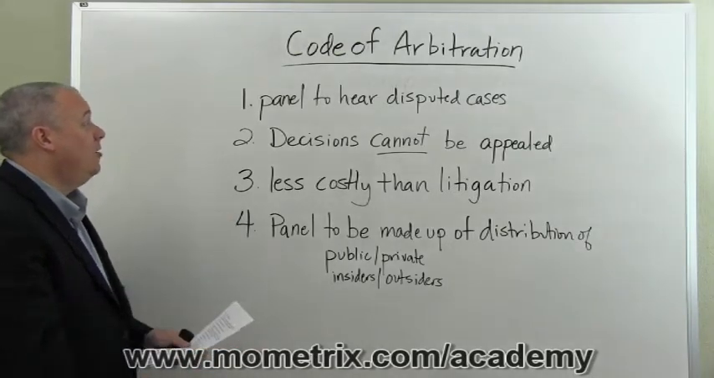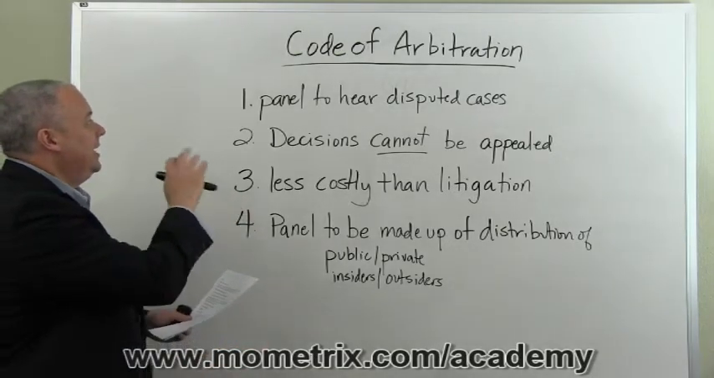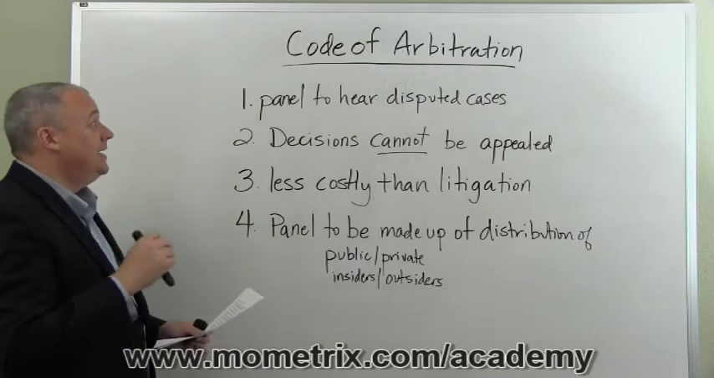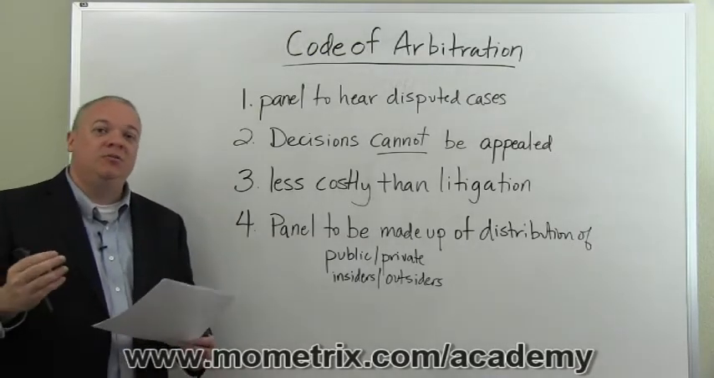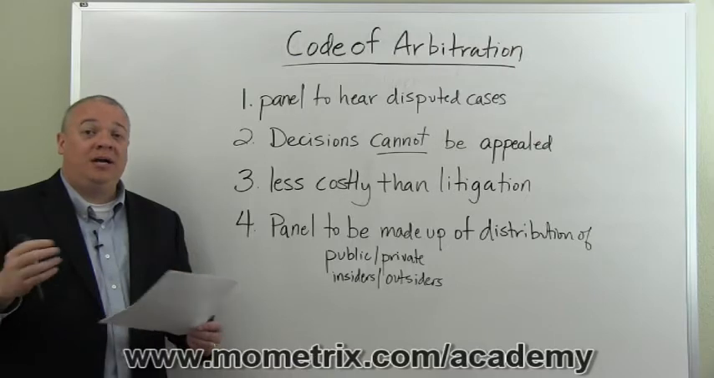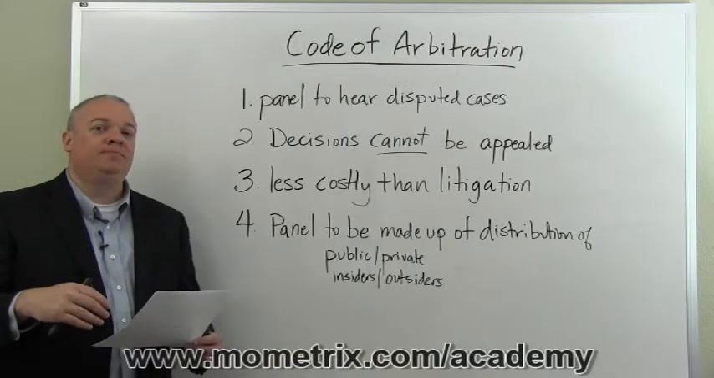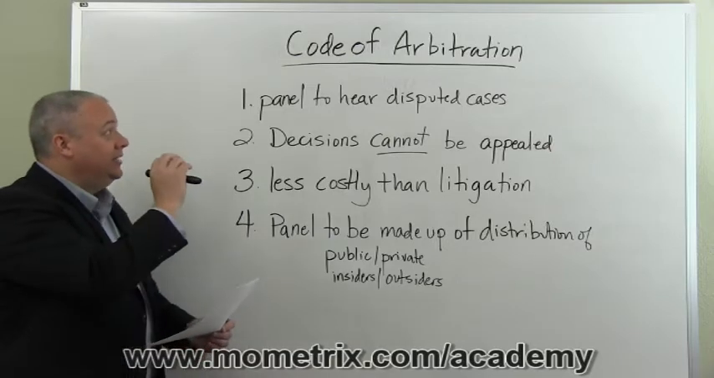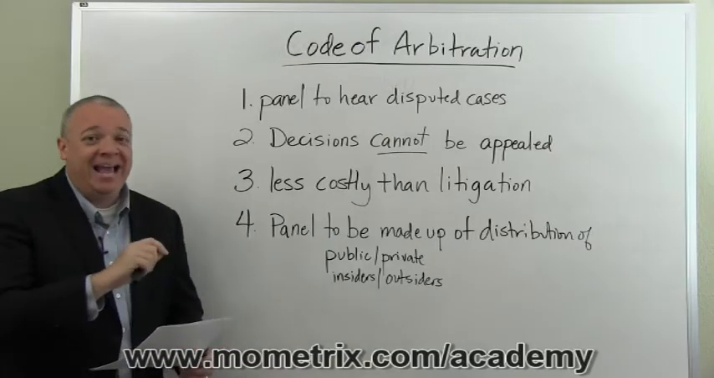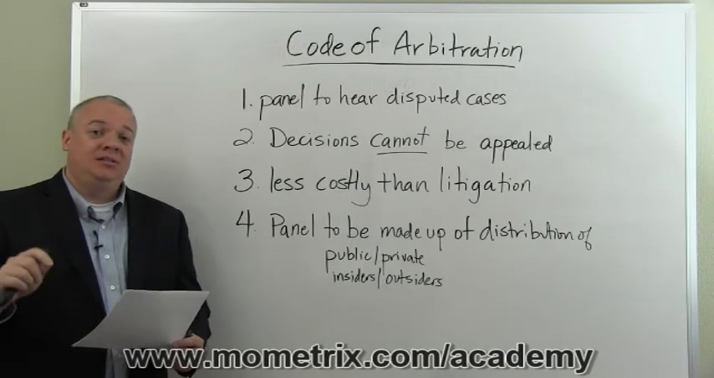So when we talk about the Code of Arbitration, we want to begin by saying it's a panel that is put together in order to hear disputed cases. So you've got a dispute between two parties, perhaps between two firms, two groups, maybe an in-house dispute, whatever it is. There's a dispute that has come up, and a panel then is appointed to hear this dispute.